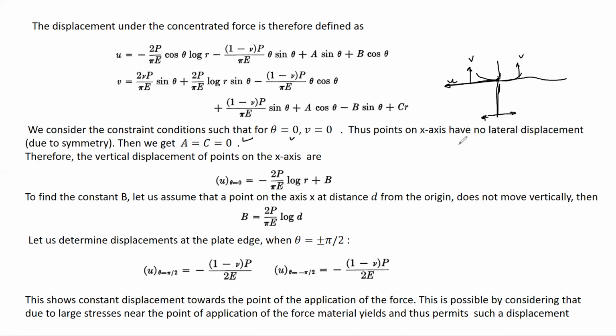We get A and C is equal to 0. And the third equation comes when we assume somewhere at the depth D here, a long distance depth D here, the point is fixed. So this semi-infinite plate cannot move up and down. So the constant B will be calculated based on that.